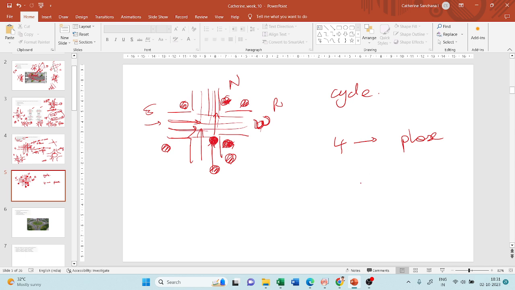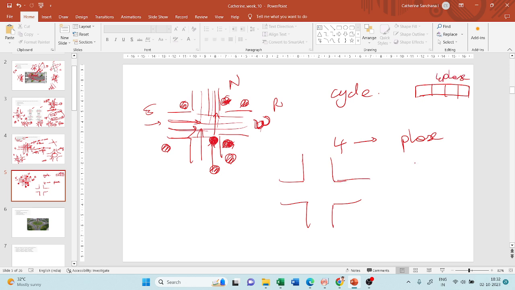Now what will happen in a two-phase signal? There will be only two greens, right? You had four greens here at different times. So imagine a cycle. It would have four greens, right? At different instants of time. So that is called a four-phase.